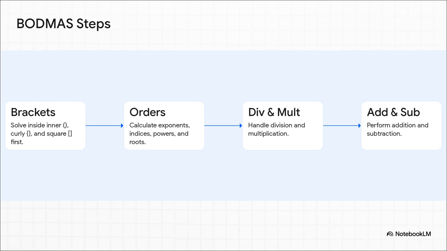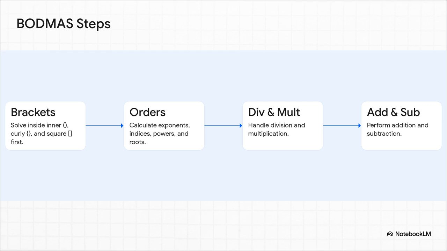Now ध्यान से देखो as we break down every single letter of our secret code. Step 1 is B for brackets. You always solve everything inside brackets first. And there's an order here too. Inner curved brackets first, then curly braces, and finally square brackets. Moving on, step 2 is O for orders. This means calculating things like powers and square roots next. For class 6, you might not see a lot of these just yet, but you definitely need to know they're next in line. Step 3 is D and M for division and multiplication. You handle these operators next. And finally, step 4 is A and S for addition and subtraction. These are literally the very last things you do to finish solving your expression.